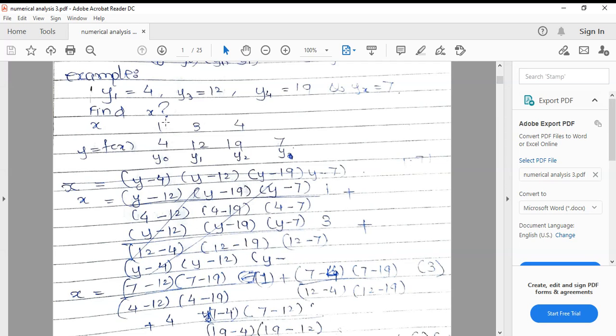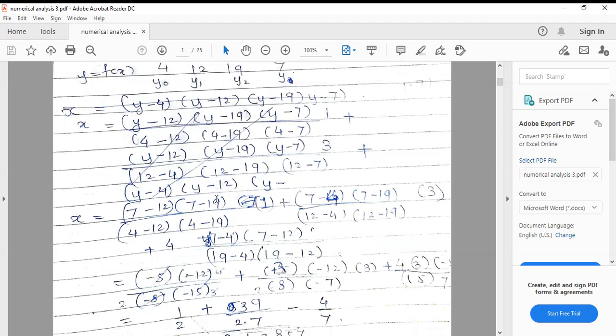We are provided with y1 is 4, y3 is 12, and y4 is 19. What are the values of these? That means the value of y at x equal to 1 is 4, the value of y at x equal to 3 is 12, the value of y at x equal to 4 is 19, and the value of y at some value of x is 7, but that value of x we have to find out. We can find that with the help of Lagrange's interpolation.